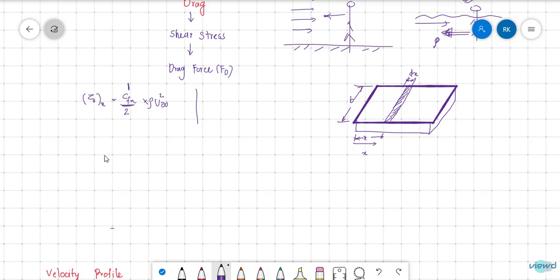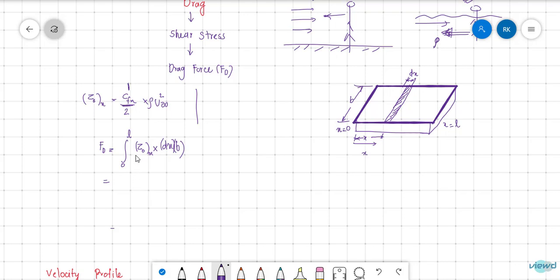So the drag force will be, this is x is equal to 0. Here x is equal to L. Length of the plate is L. Integral 0 to L. So what is force? Force is equal to shear stress into area. So the shear stress into area. What is the differential area? dx into B. So dx into B. This is the force.